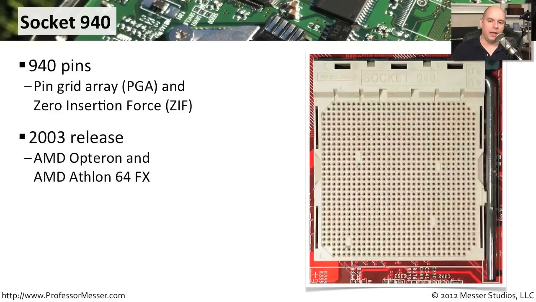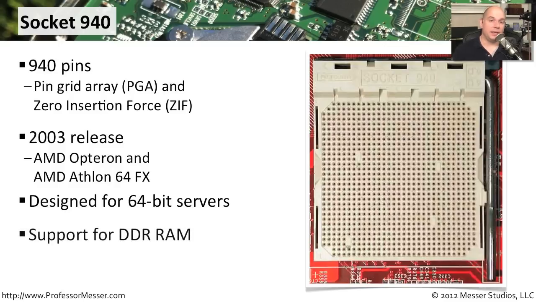It was used for the Opteron and the Athlon 64FX chips. So 64-bit servers was the primary focus for the socket 940. The socket 940 supported CPUs that could use DDR RAM. So we're going back to 2003 when we were using the double data rate RAM and not yet getting into the DDR2 or the DDR3 memory.